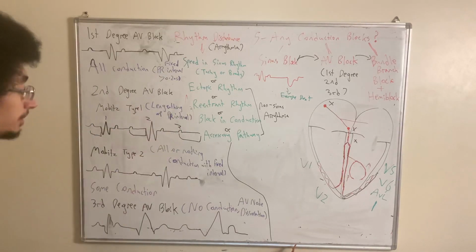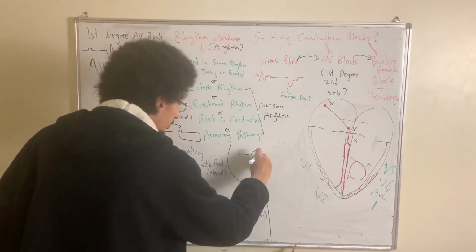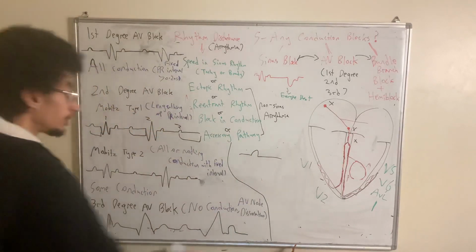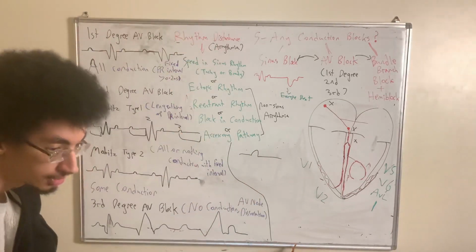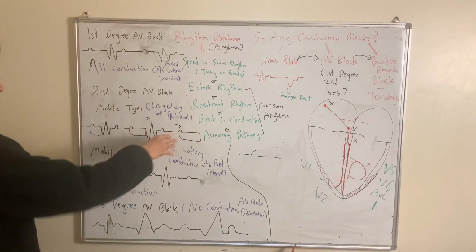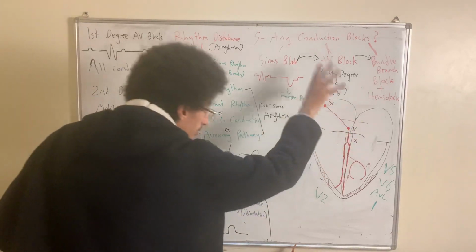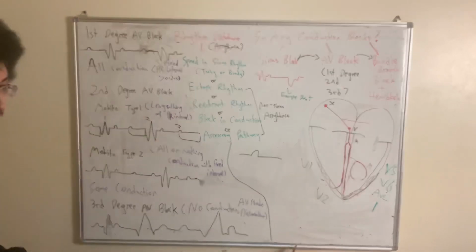What does a drop beat mean? It means when you have a P wave followed by no QRS. The QRS has dropped. There's no QRS. That means the block is so bad that now it will no longer depolarize the ventricles.